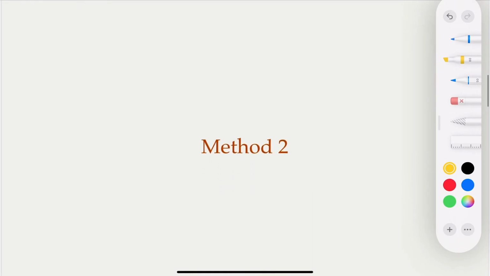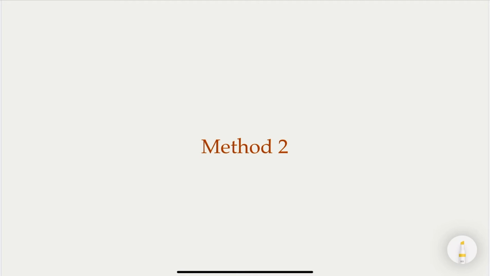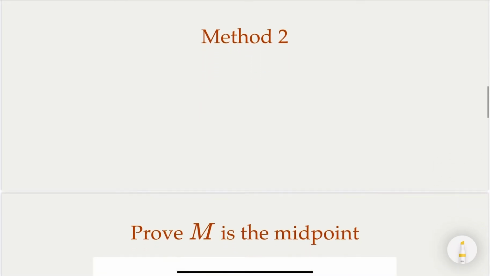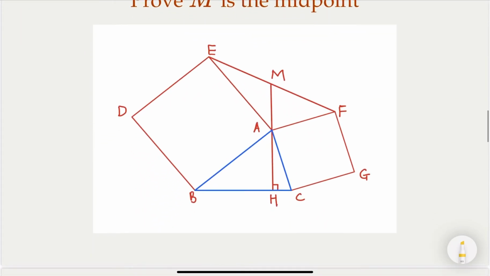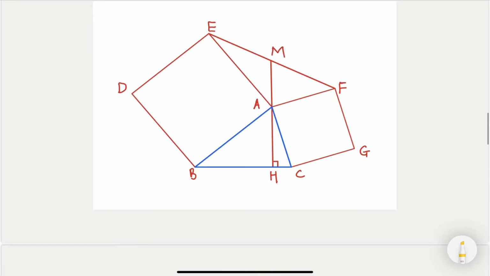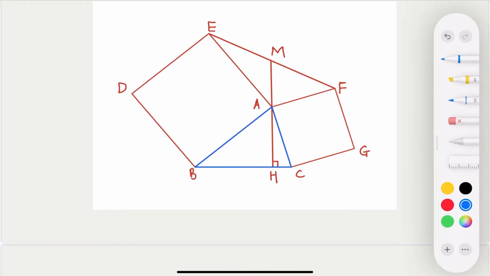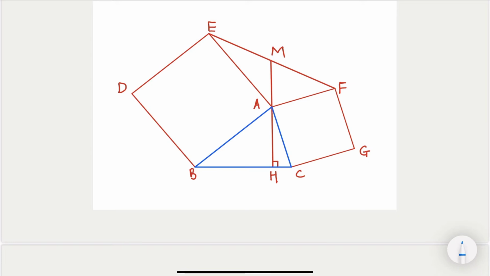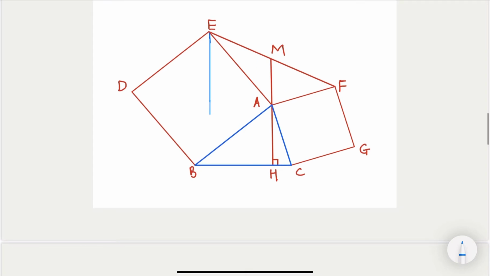All right, so let's go to method number 2. In method number 2, what we're going to do is construct a line parallel to AH from point E. So this is going to be a parallel line to AH. But I'm going to let this line meet with the extension of AF. So I'm going to extend AF here.